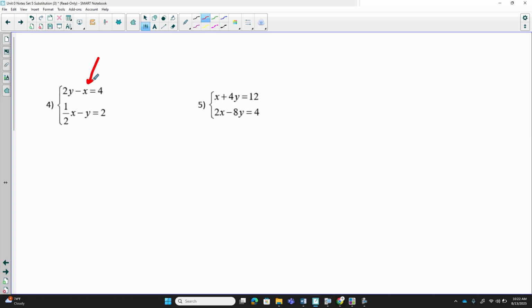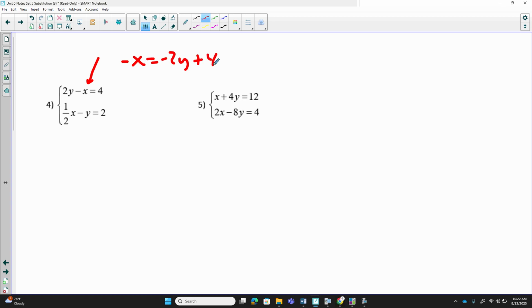So to see this one right here, it's already set up as an x, correct? It's set up as just a single x. I want to solve for x in the top equation. I can solve for y in the bottom equation. It makes no difference which one you pick. So I'm going to move the 2y over. I'm going to get negative x equals minus 2y plus 4.